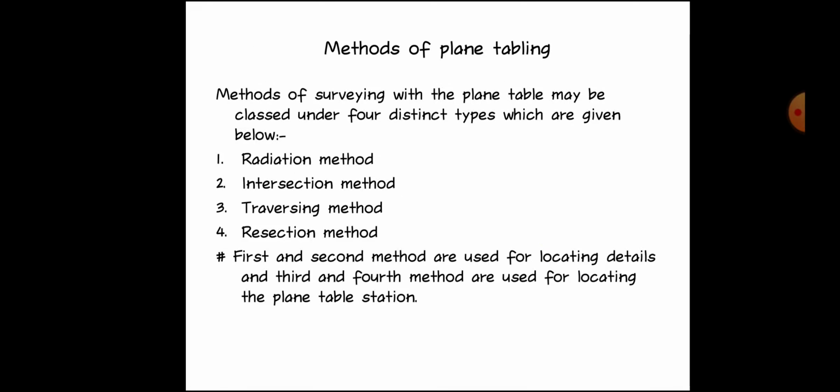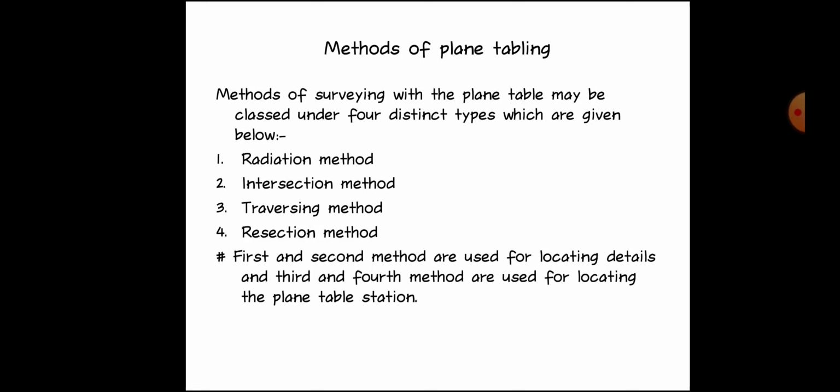Methods of plane tabling. Methods of surveying with the plane table may be classed under four distinct types, which are given below. First is the radiation method, second is the intersection method, third is the traversing method, fourth is the resection method.